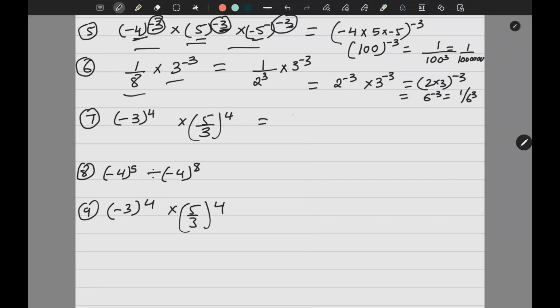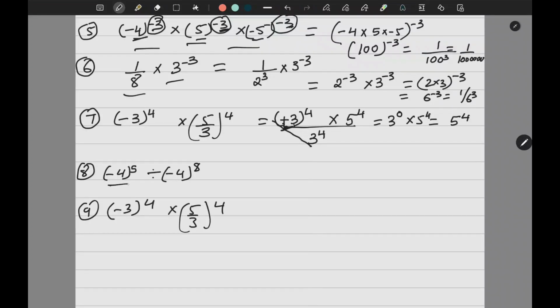Here, if you see, I have minus 3 to the power 4. As I said, a negative number raised to an even power is positive, so make it plus, into 5 to the power 4 upon 3 to the power 4. Now if I apply the division rule, 3 to the power 4 minus 4 is 0, so 3 to the power 0 will come. So I'll write 3 to the power 0 into 5 to the power 4. 3 to the power 0 is 1, so the answer will become 5 to the power 4.